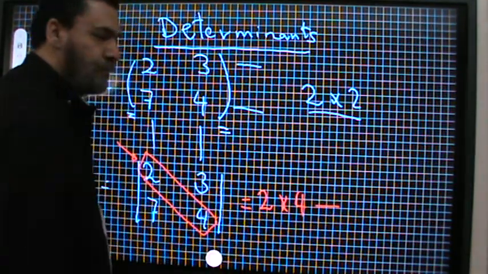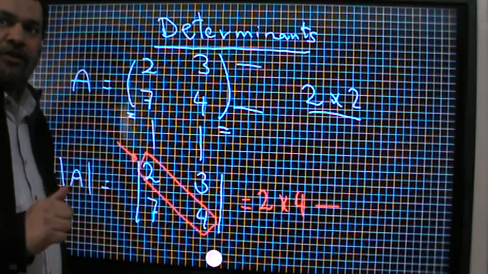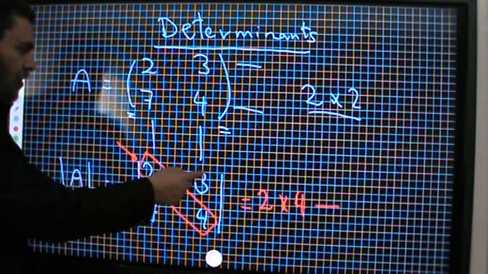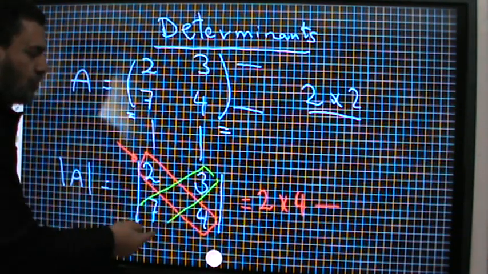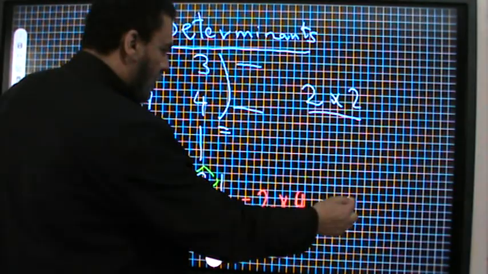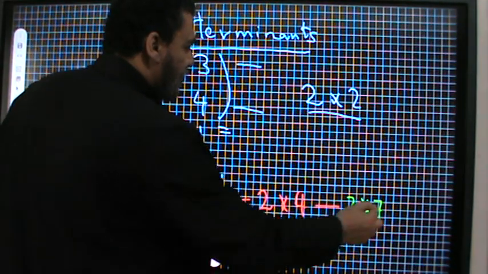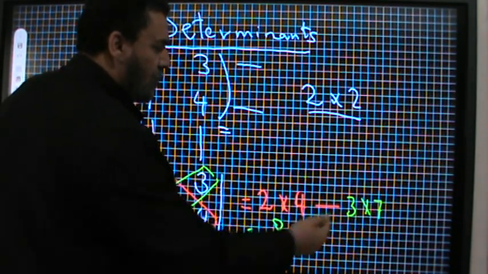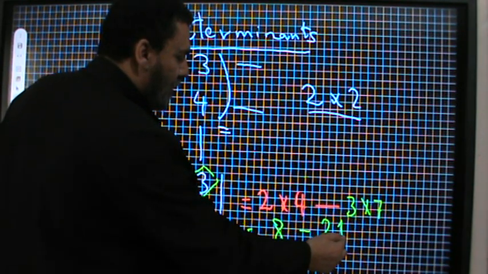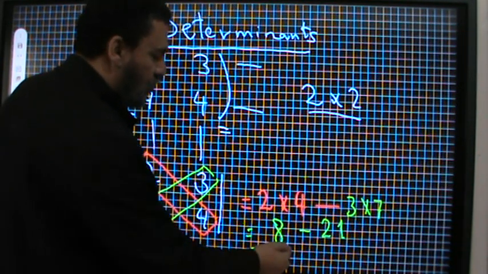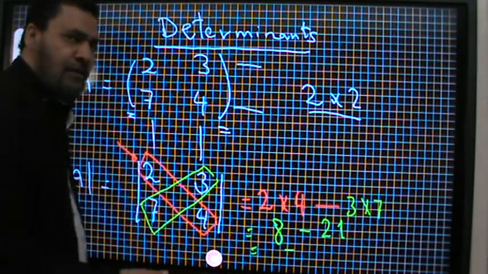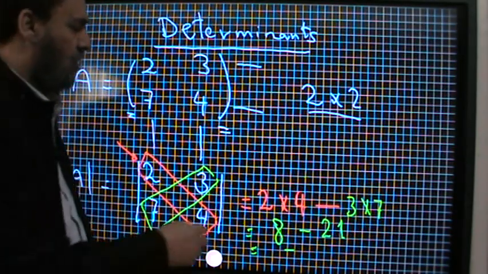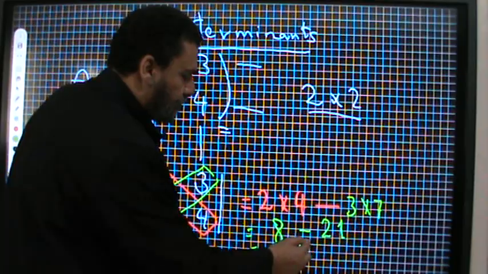Then subtract the product of the other diagonal, the non-principal diagonal, which is 3 and 7. You will multiply 3 by 7. You can evaluate 2 times 4, it will be 8, minus 3 times 7, it will be 21. Now subtract 8 minus 21, it will be negative what? Yes, you can answer. Negative 13.